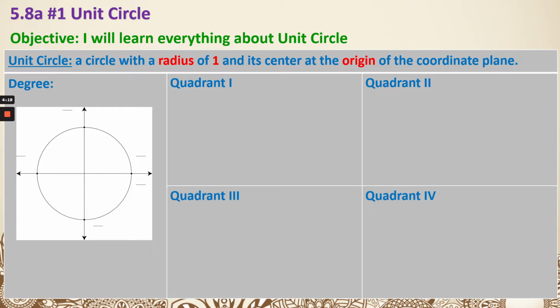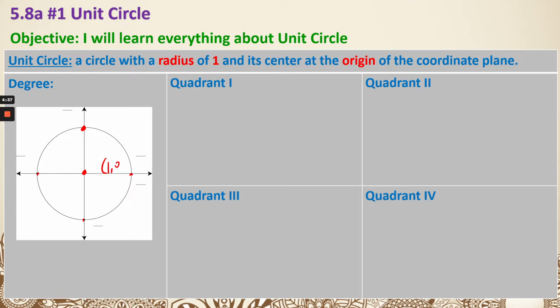A circle with a radius of 1 and its center at the origin of the coordinate plane. So again, a radius of 1. That basically means every single point on here has a distance of 1 compared to the origin. So we can easily write some coordinates.